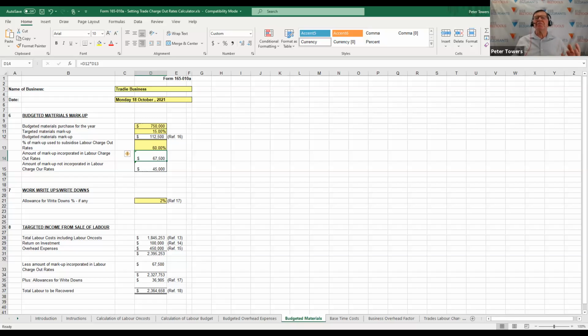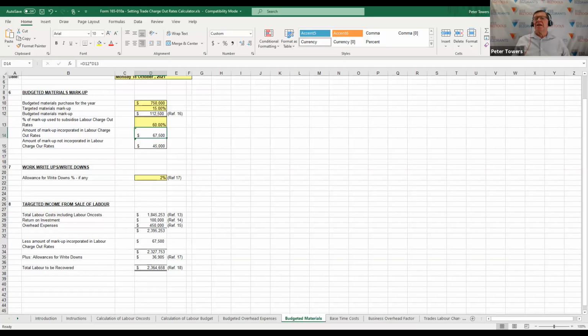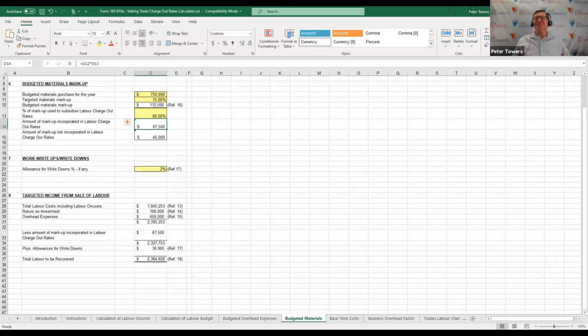We then ask the question, what percentage of the markup do you want to use to subsidize the labor charge out rates? In other words, to be taken into account as an income item in determining the charge out rates. And they said 60%. So 60% of the 112,500 is $67,500. And the difference then is 45,000. You can play with those figures and it will vary the result, of course. We then asked for what's the write-down percentage, and they've said 2%.